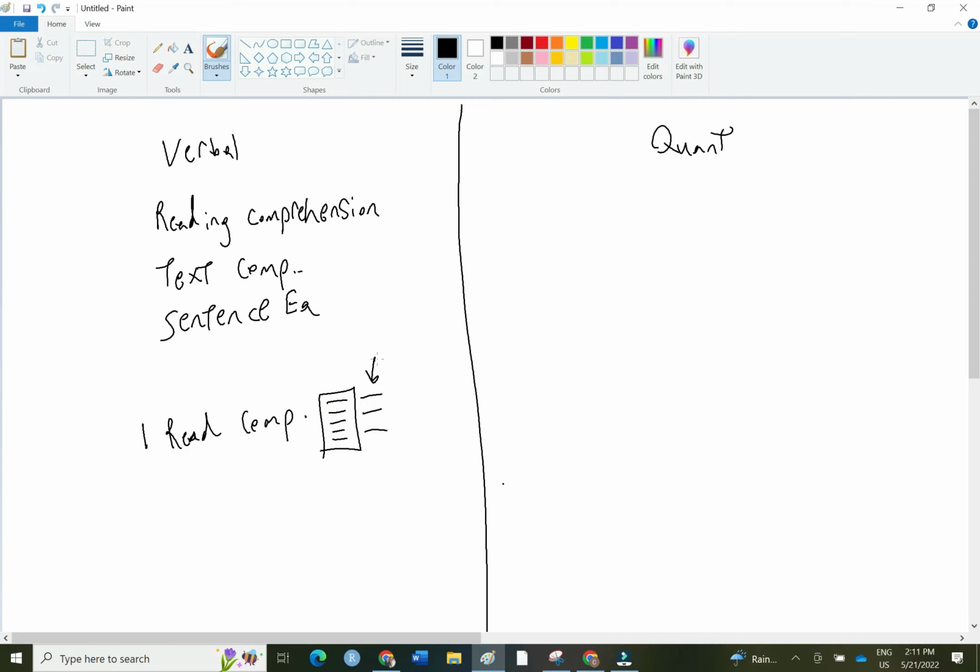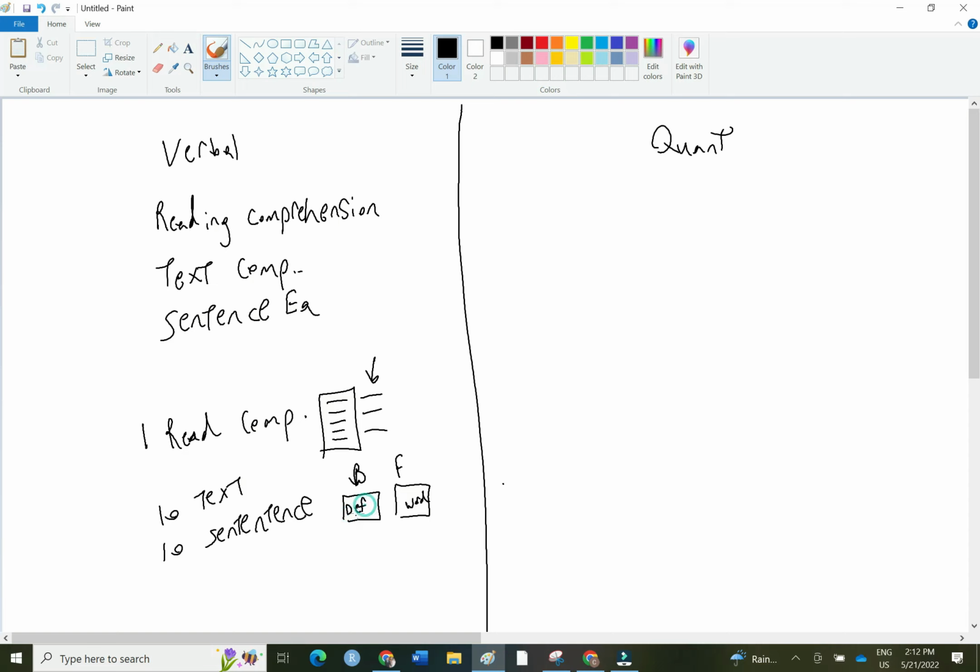For text completion and sentence equivalence, I just did 10 of those each day: 10 text completion and 10 sentence equivalence questions. And what I would do after that, because I thought this was really important, is create flashcards. I think this really contributed to my ability to answer these questions. They were very simple flashcards: on the front, I would just have the word, and on the back, I would have the definition.